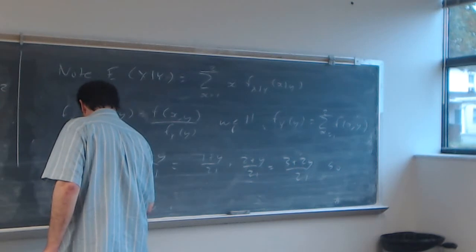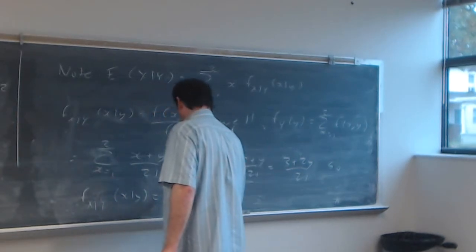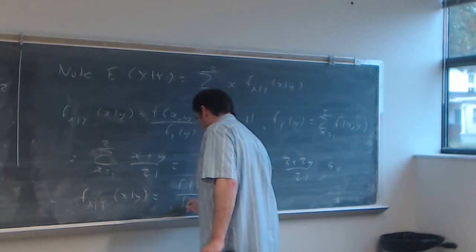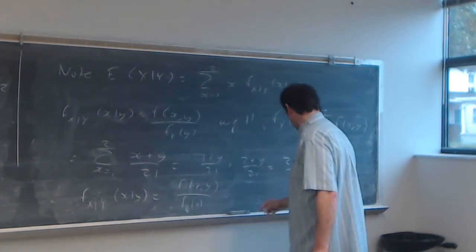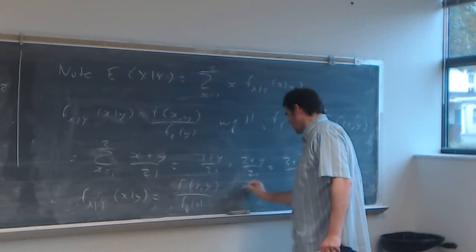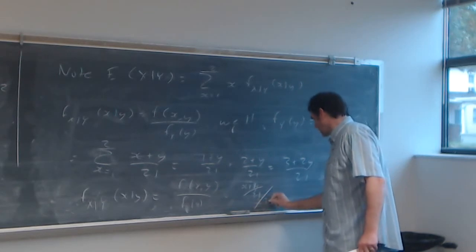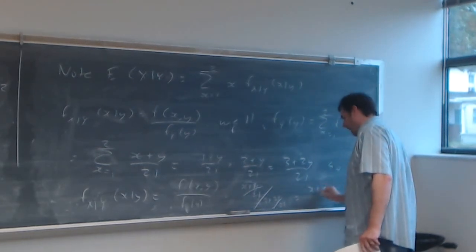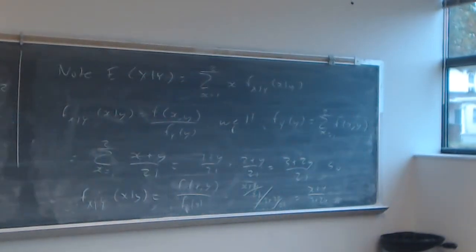So f of x given y is equal to f of x comma y over f sub y of y, and that's equal to x plus y over 21, all divided by 3 plus 2y over 21, and so we end up getting x plus y over 3 plus 2y. That's what I got.